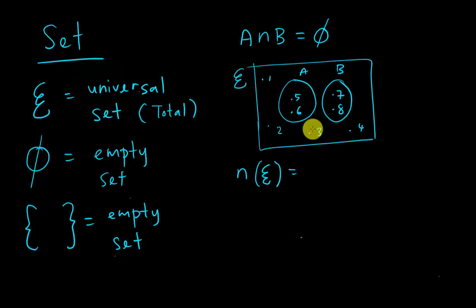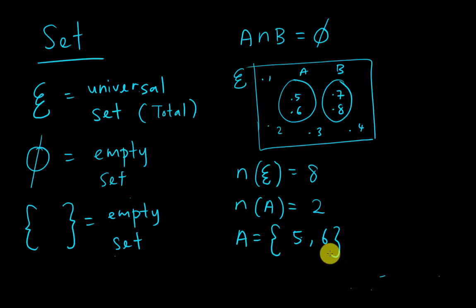We have 1, 2, 3, 4, 5, 6, 7, 8. We have 8 numbers. So if I ask you about n of set A, that means you have to calculate how many numbers set A has. So it's 2 numbers, which are 5 and 6. However, if I ask what are the numbers inside set A, then I will do something like this, which is 5 and 6. So it's the same thing.